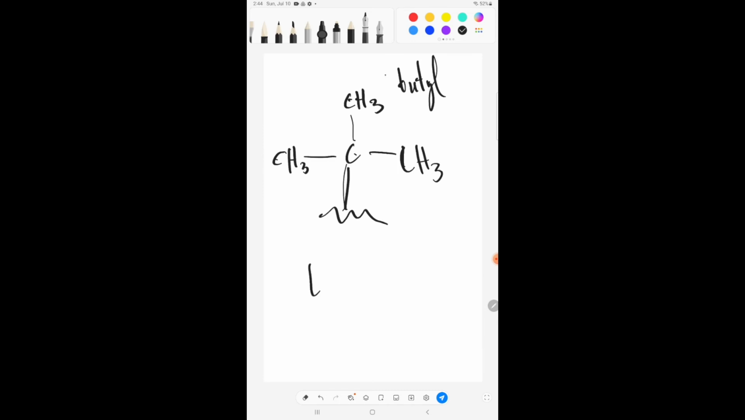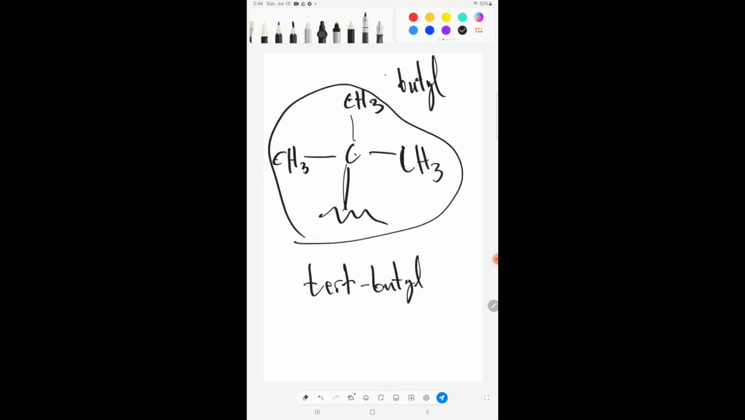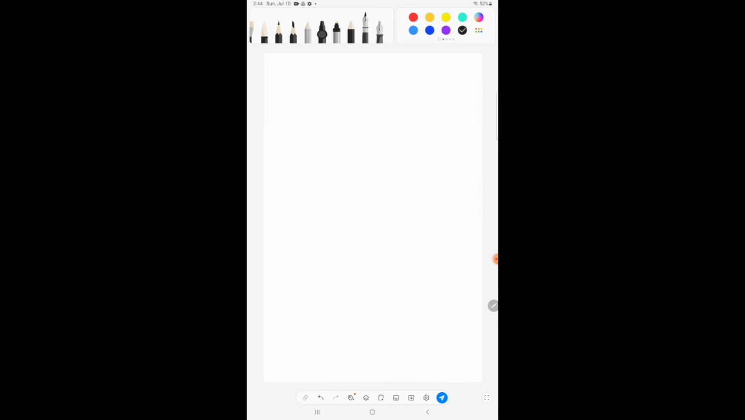So it's tert, referring to 4. Tert-butyl. Okay, so this substituent is tert-butyl. Very common. Okay, so there's one more common substituent.